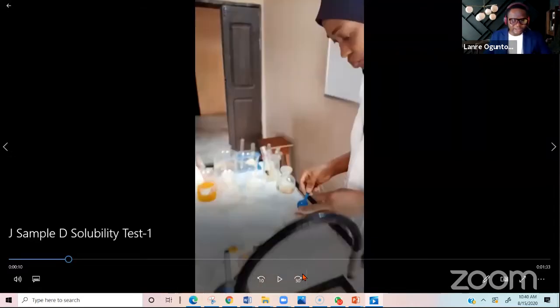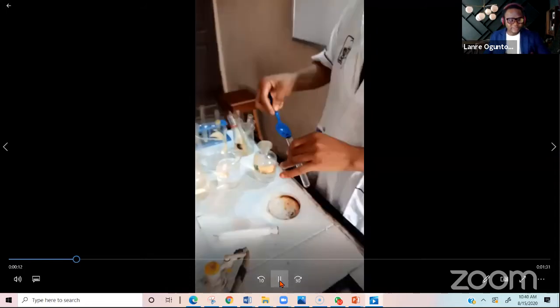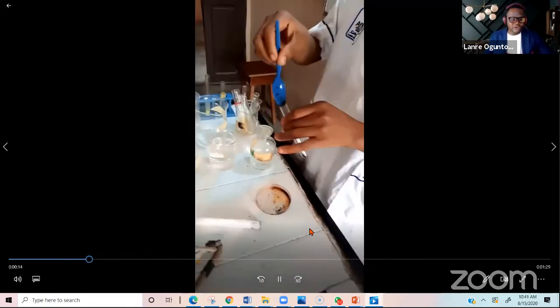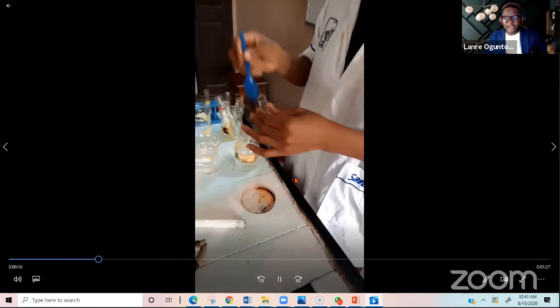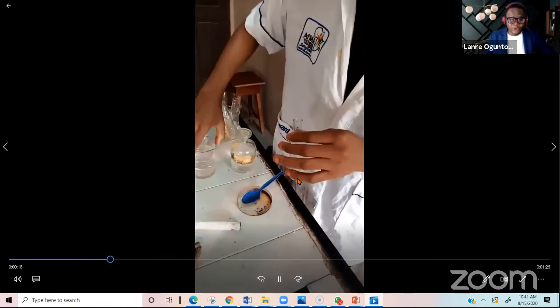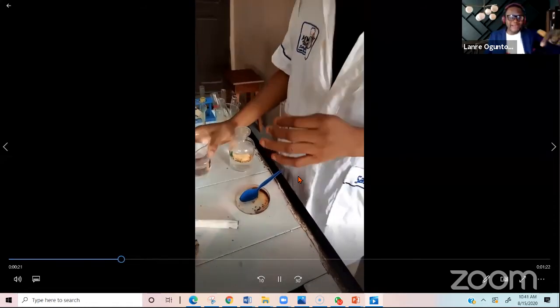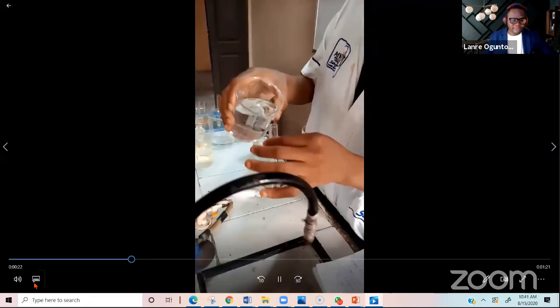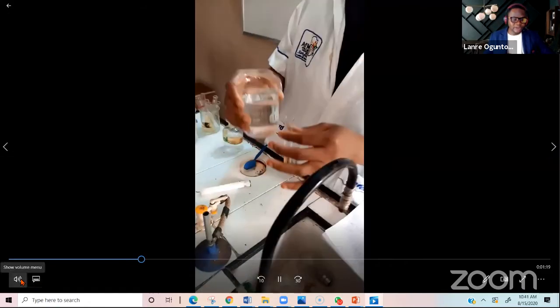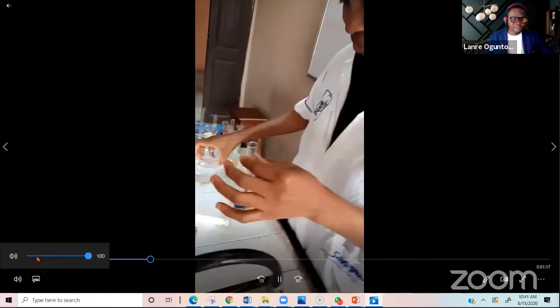Okay, so we are looking at the solubility of iodine. Put it in the test tube. This is the solubility of iodine. We are putting iodine in the test tube now. This is our water. We want to pour water into the iodine and test for solubility in water. Let's see how soluble it is in water.